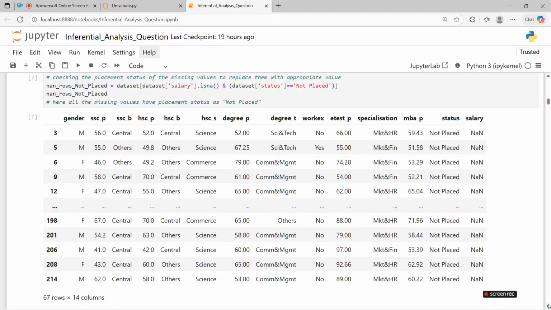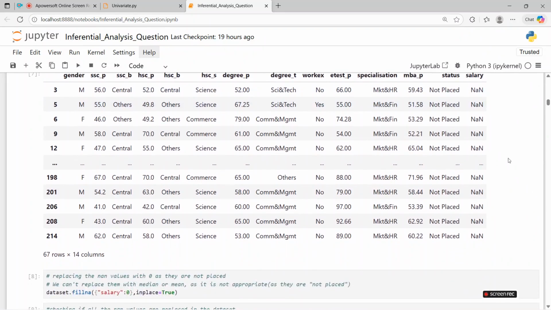Now we need to replace them. Usually for a numerical column, we will either replace them with mean or median. But here we are having a placement data set. We have status like placed and not placed. So we need to check the status column also for that particular NaN value. So here we have a piece of code for checking that. So we are checking whether the salary column has a NaN value and the status for the particular row is equal to not placed. If both of them are true, then we will be getting the output. So here we can see all the 67 rows with NaN values having the status as not placed.